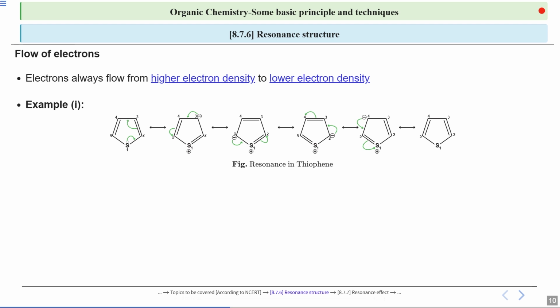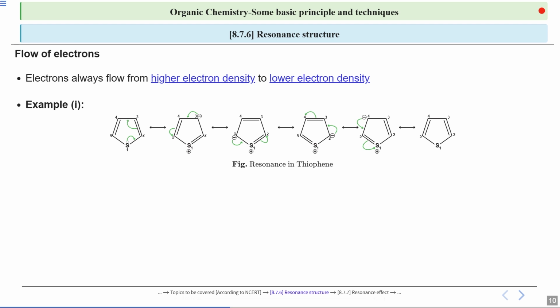Now what can you notice here? That the electron rich area, which is sulfur, which is accumulated with a lone pair, is the one responsible for moving the electron or flowing the electron throughout the ring. And the electron is moving to a region where there is a lower electron density. Now this structure that you are seeing is the resonance structure of thiophene.